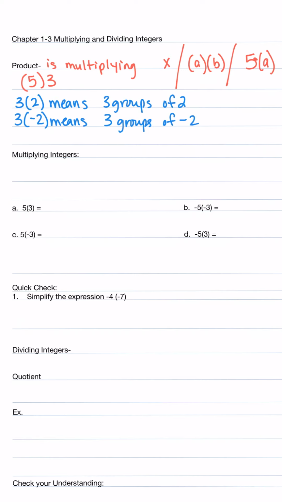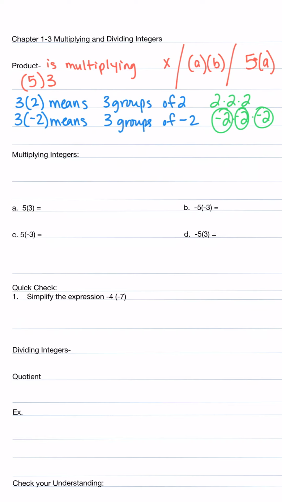So let's do our example. 3 groups of 2: 2 times 2 times 2. 3 groups of negative 2: negative 2 times negative 2 times negative 2. Or think of it as here's a group, here's a group, here's a group. So we have one group of negative 2, plus another group of negative 2. So now we have negative 4 plus another group of negative 2 equals negative 6.